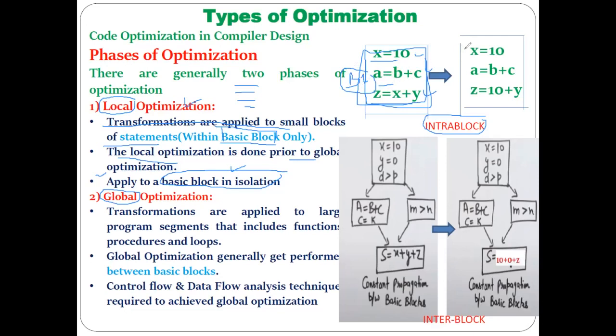Understood? So like this, if you perform the optimization as x equal to 10, a equal to b plus c, then z equal to, instead of writing x plus y, you can write 10 plus y, because the compiler already knows the value of x is 10. So what is the name of such kind of optimization technique? It is called constant propagation. Last time we have studied the techniques.